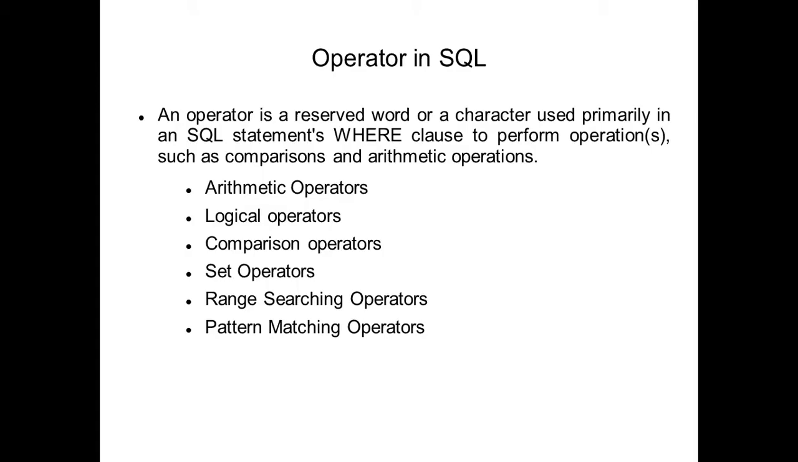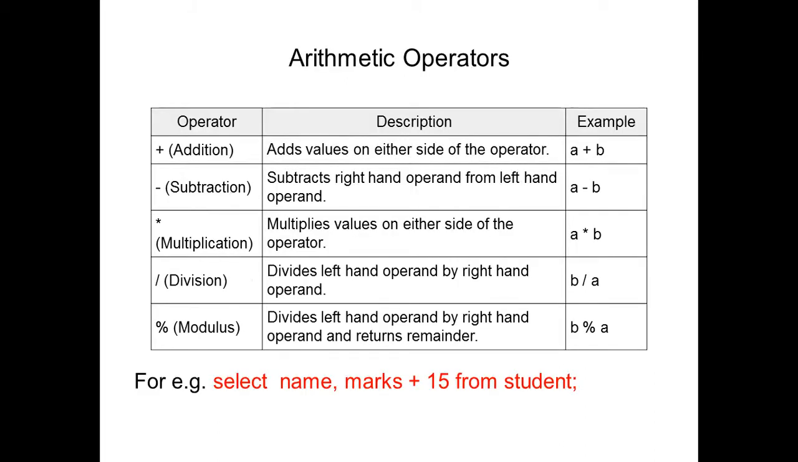There are total 6 types of operators in SQL. Arithmetic operators, logical operators, comparison operators, set operators, range searching operators, and pattern matching operators. So operator is what? It is basically used for performing the operation. We can say that it is a word or it is the symbol which can be used for performing the operations. Now we will see the first type, that is arithmetic operators.